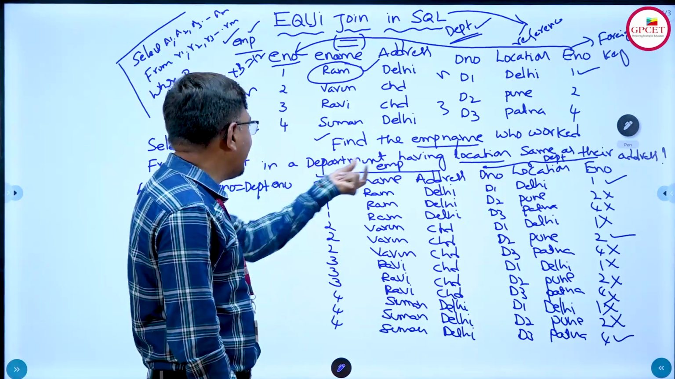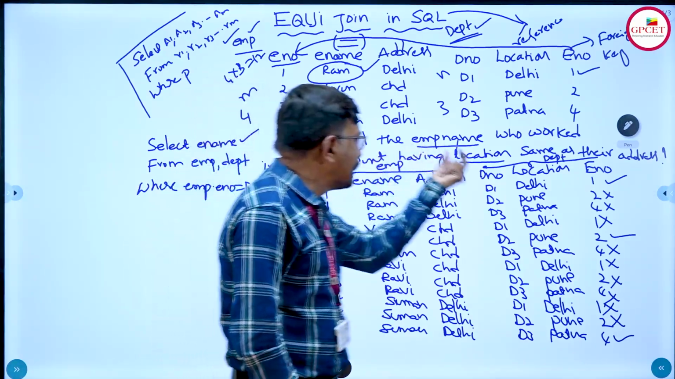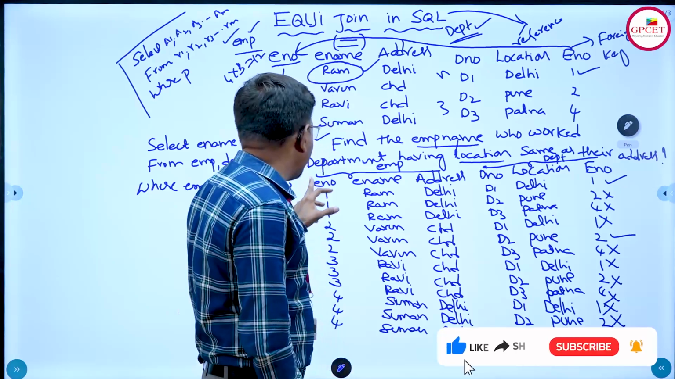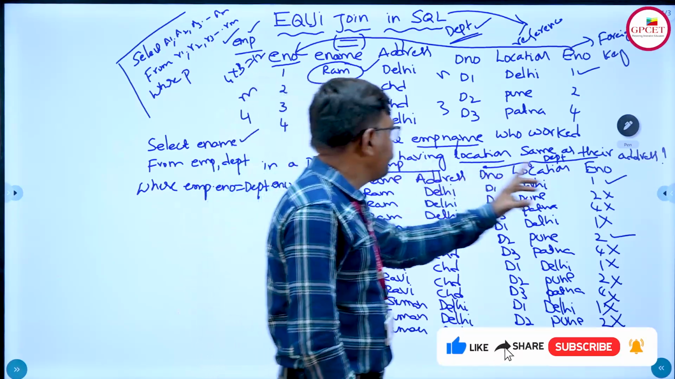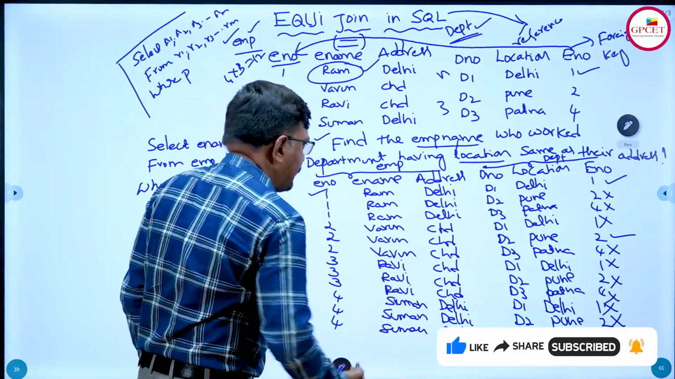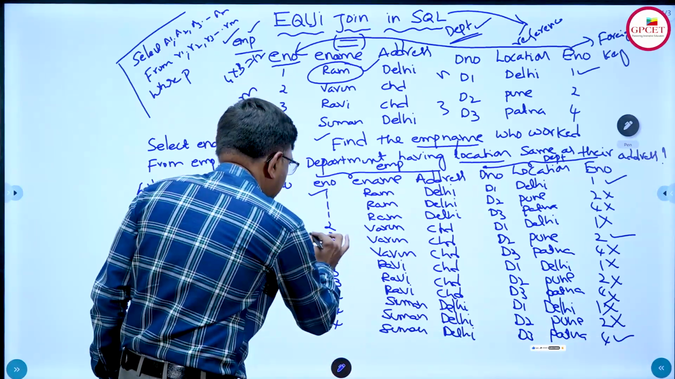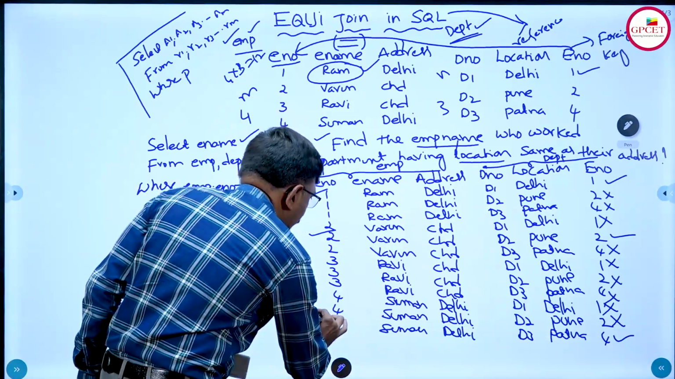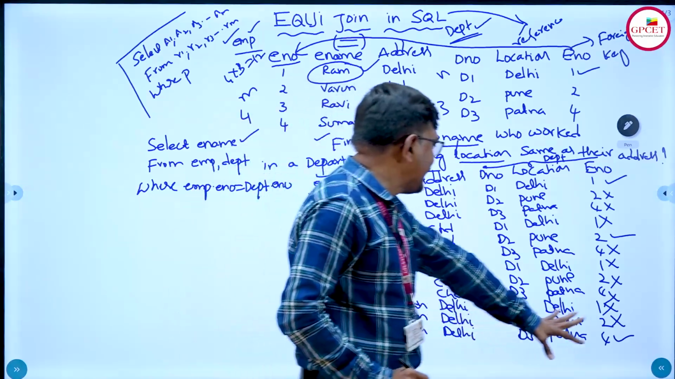What is the condition here? EMP.E number equal to department.E number. What is that here? EMP.E number equal to 1, I mean the first record. And then observe here, in this record, the next one is second, Varun. I mean the last one, that is 4, Suman, Delhi, D3 and Patna.